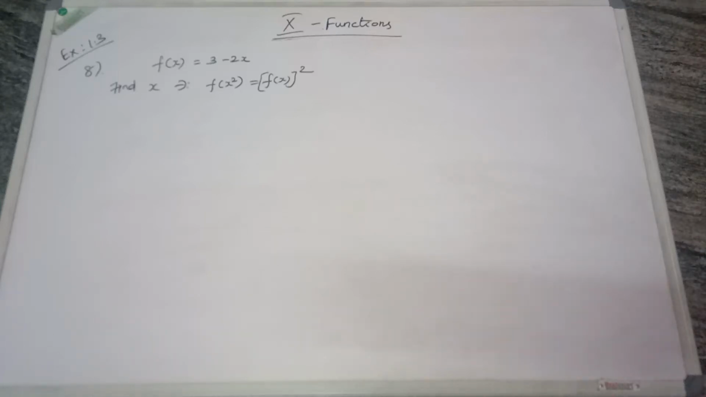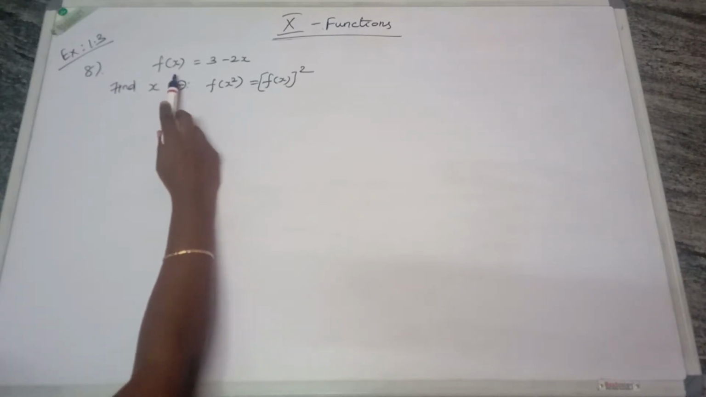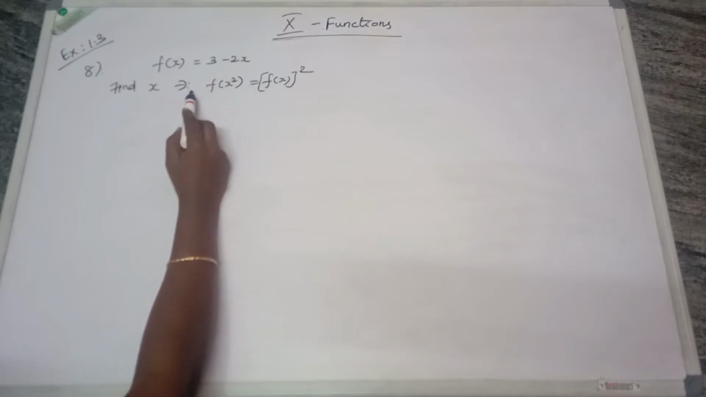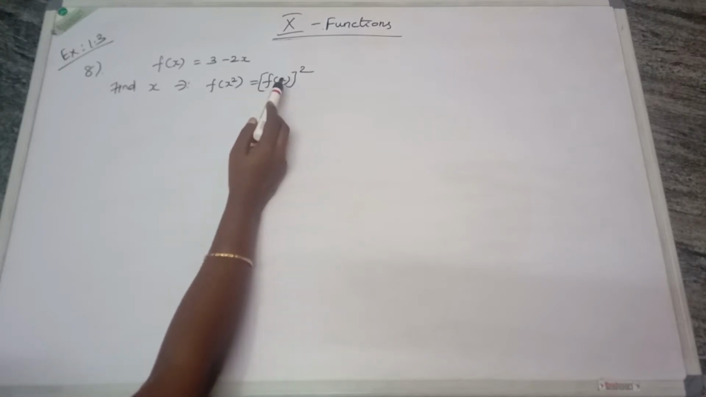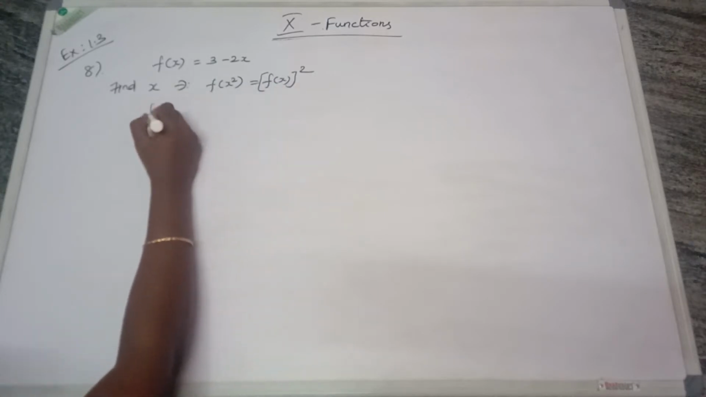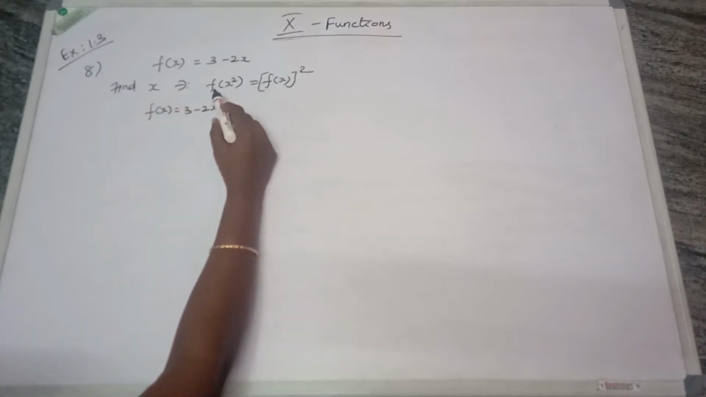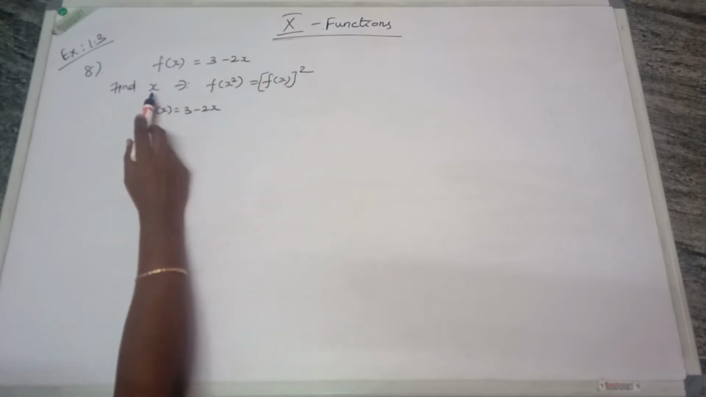In this video, we are going to see the 8th problem in exercise 1.3 in functions. The 8th question is, a function f is defined by f of x equal to 3 minus 2x. Find x such that f of x square equal to f of x the whole square. Okay, f of x is given, f of x equal to 3 minus 2x. Then if f of x square is equal to f of x the whole square, they ask you to find out the value of x.